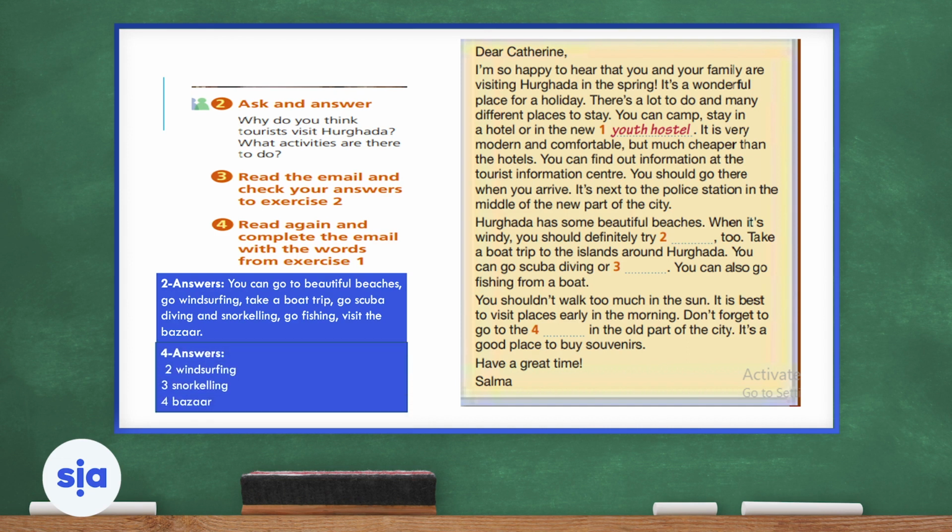Okay, now let's check our answers for the words in the blank on the right-hand side in the email. If we look at number 2, when it's windy, you should definitely try windsurfing. So you can only windsurf when it's a windy day so that the air can help you enjoy this activity. Let's look at number 3. You can go scuba diving or snorkeling. Let's go to number 4. Don't forget to go to the bazaar in the old part of the city. So make sure as we work together, guys, please write your answers in your notebooks and we will check them all together.